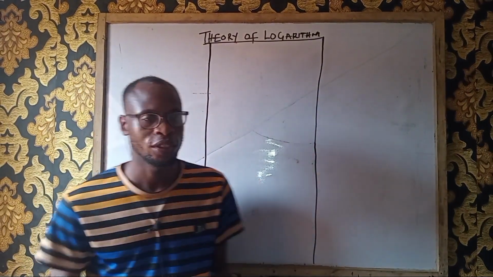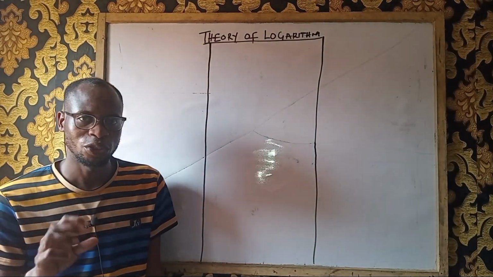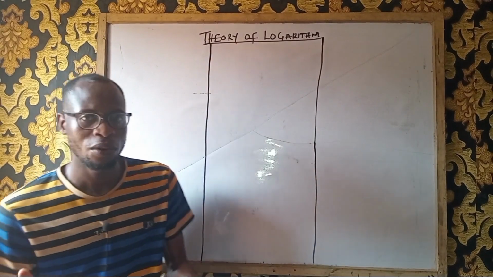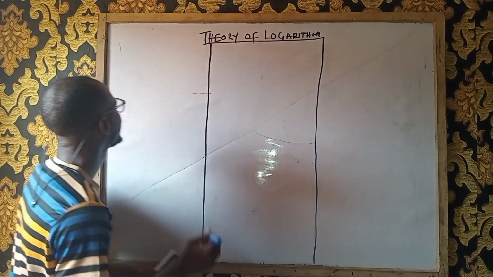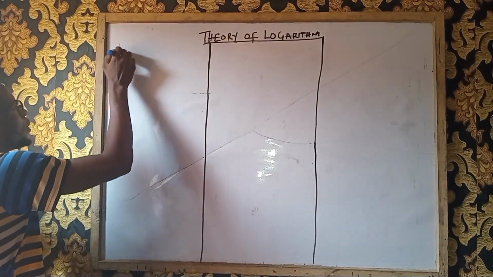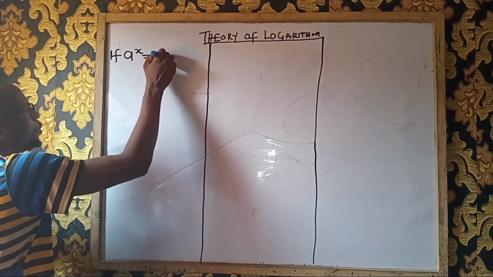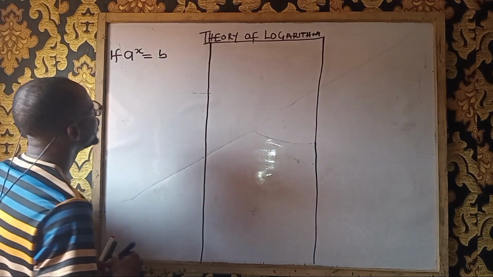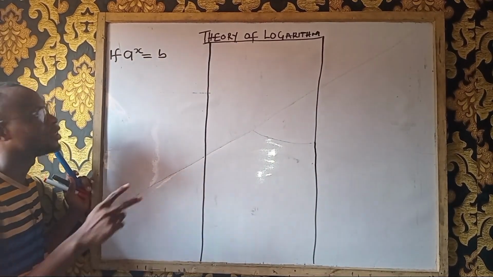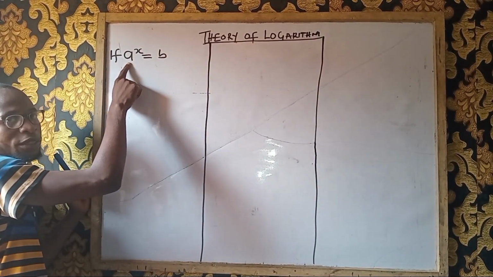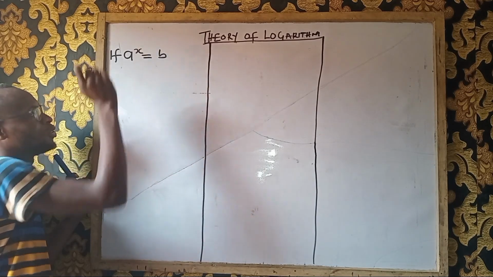Okay, so let's proceed. Now, before I start with the laws, I would like to give a brief introduction of how indices and logarithms are related. Let's take for instance, we have something like this. If a raised to power x is equal to b, and we want to find the value of x. Now, if you look at this expression clearly, you have a as a base here and you have b as a base here. They are not of the same base and we want to find this value of x.